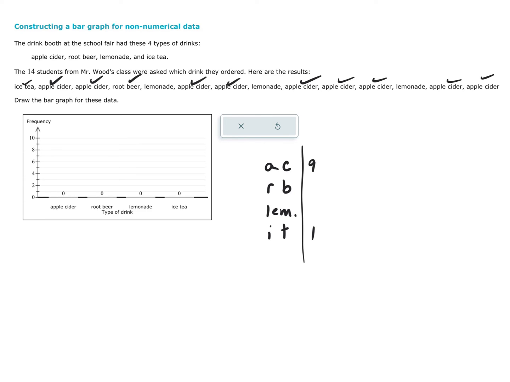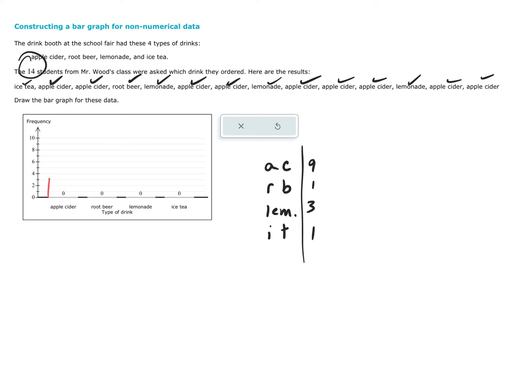Root beer 1, just 1. And lemonade 1, 2, 3. Again, I'm going to make sure that this adds up to 14 since there were 14 students of what they ordered at the school fair. So that's 9 plus 1 is 10, plus 3 is 13, and 1 is 14. So that is correct. So it doesn't really matter what colors I use for these because they're not colors.